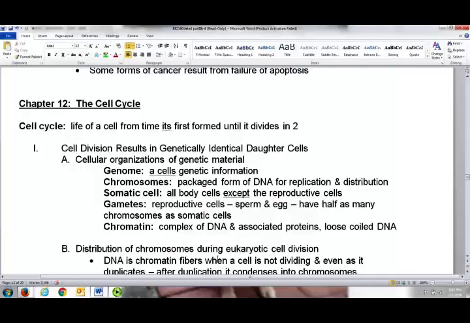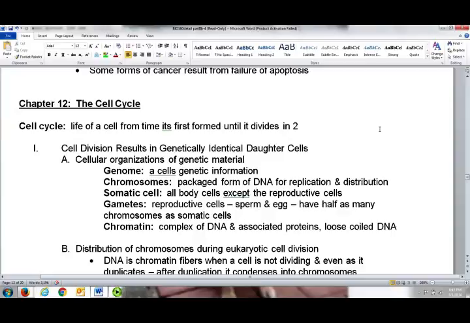This lecture is on Chapter 12, the cell cycle. The cell's life cycle is defined as the time from when it's first formed until it divides in two. With cell division, it generally results in genetically identical daughter cells. So this would be your somatic cells, your non-sex cells.